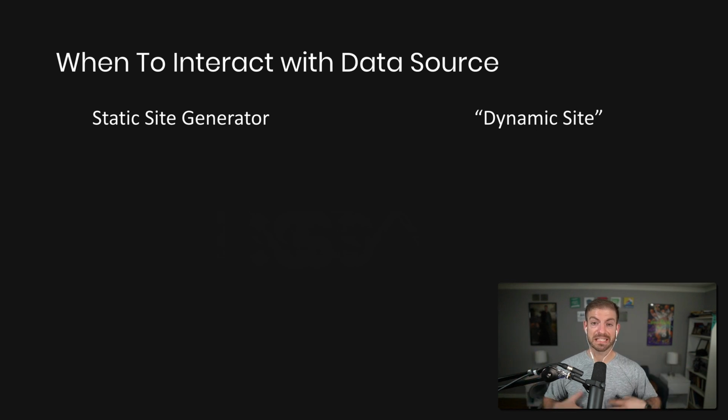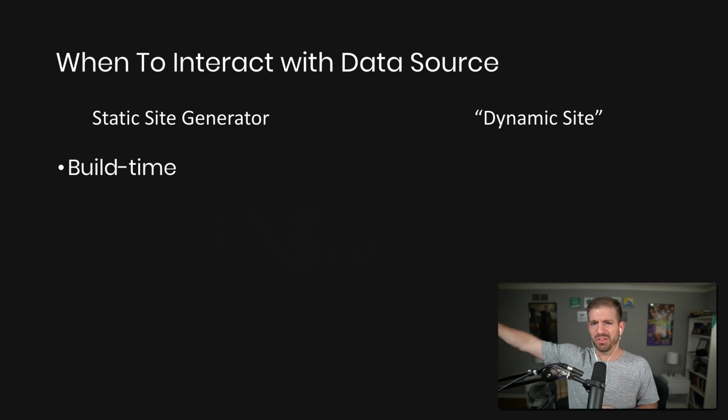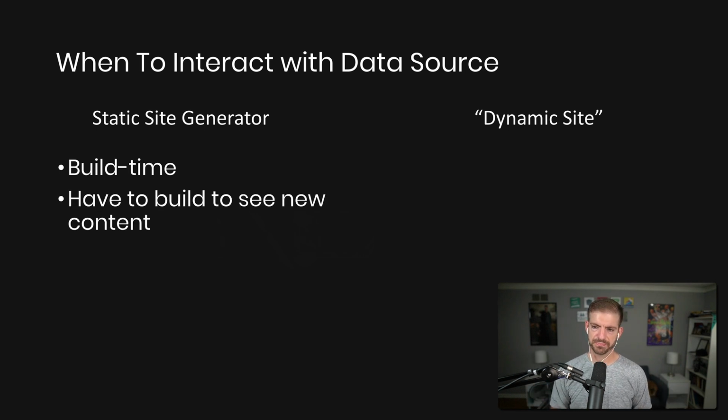A static site generator, or a tool like Next.js that can do static site generation, can generate static pages. Now let's compare that with, for lack of a better word, a dynamic site. Your WordPress, your Ruby on Rails, your Node backend with EJS templating, server-side rendered applications like that. So let's start with static site generation. You interact with a data source at build time. This means when you build your site, it's going to go out to the data source and say, hey, give me all the data like blog posts. That's the common example. Grab that information, generate pages based on it, and create those static pages.